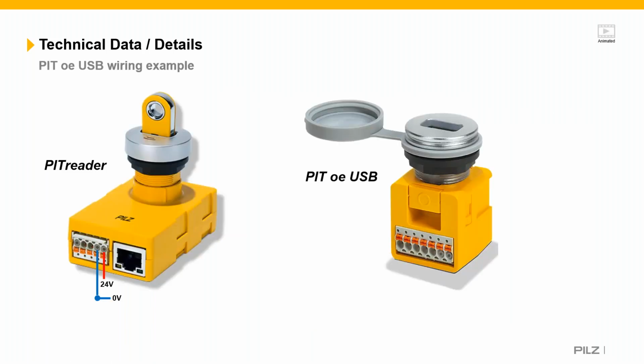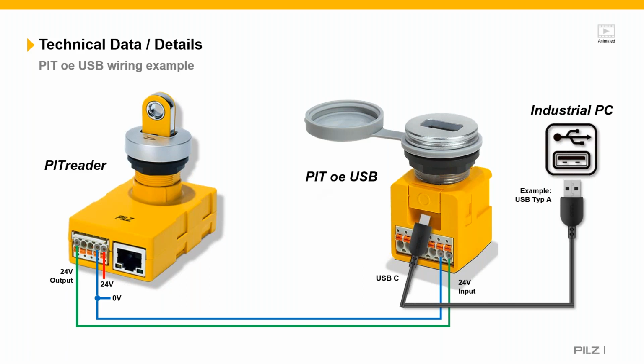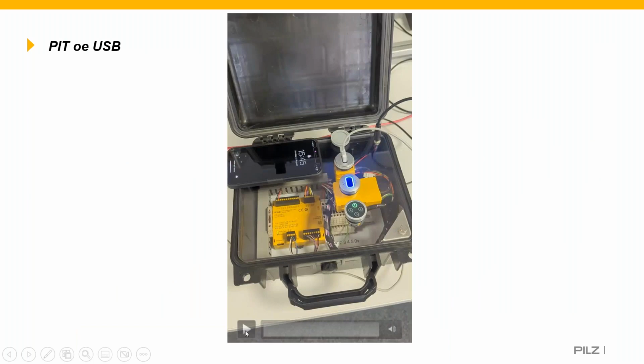So you would insert your key into the PIT reader. If you're trained, authorized, and competent, you would send out a 24-volt signal to the USB device, which is connected typically, or an example would be, via a USB-A lead. That would then allow you to activate and gain access. Again, I'll show you a video of that in operation.